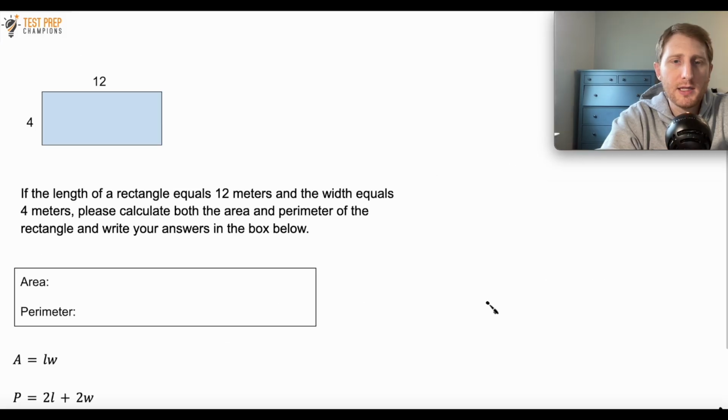If the length of a rectangle equals 12 meters and the width equals 4 meters, please calculate both the area and perimeter of the rectangle and write your answers in the box below. Now, obviously, you won't really be able to write your answers in the box, so maybe if you have a sheet of paper nearby, you could write it down on paper, however you want to do it.